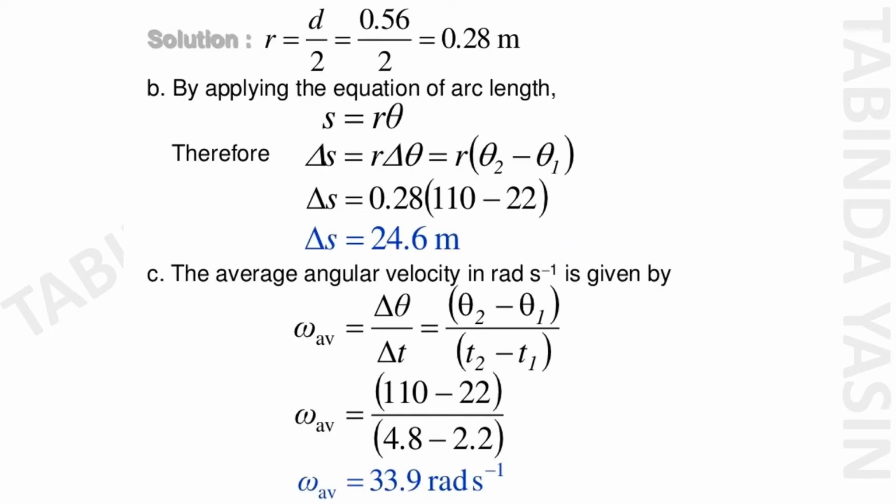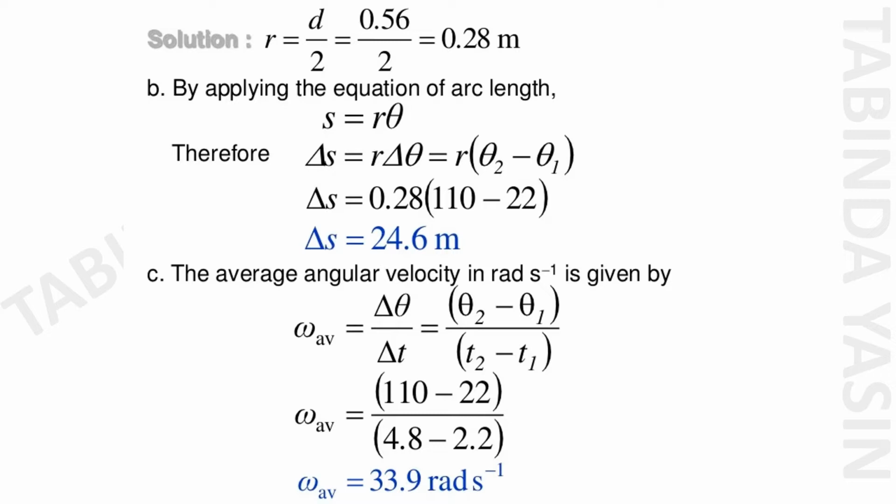Now we have the radius 0.28 meter. So find point B by applying the equation of arc length, we have S is equal to r theta. So we have found the value of theta. We're going to substitute here, that is del S is equal to r del theta. So we know that del theta is equal to theta 2 minus theta 1. So we're going to substitute the values.